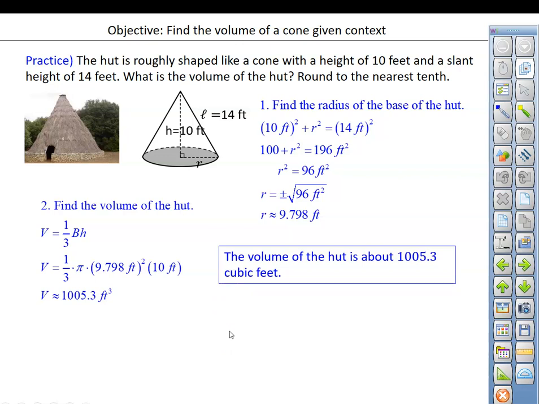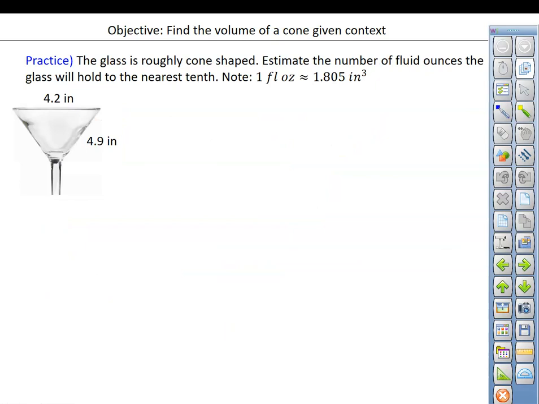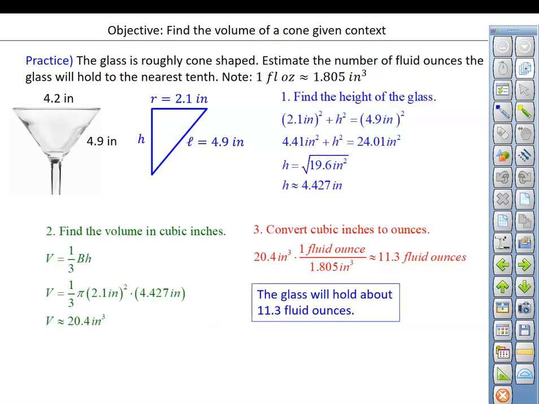There's another practice problem here for you to try. Pause the video if you would. Alright, now that you've had some time, go ahead and take a look at the results. So here you should have determined that the glass will hold about 11.3 fluid ounces. Now we're going to go on to the next example.